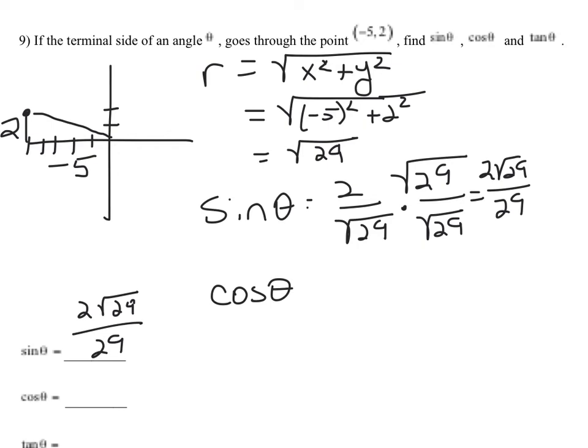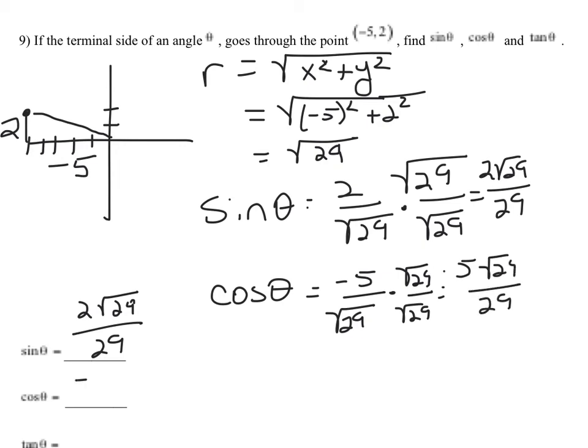Then we do the same thing for cosine. Well, cosine is negative 5 over root 29. So again, we rationalize the denominator, same thing we did for sine. And we get negative 5 root 29 over 29.